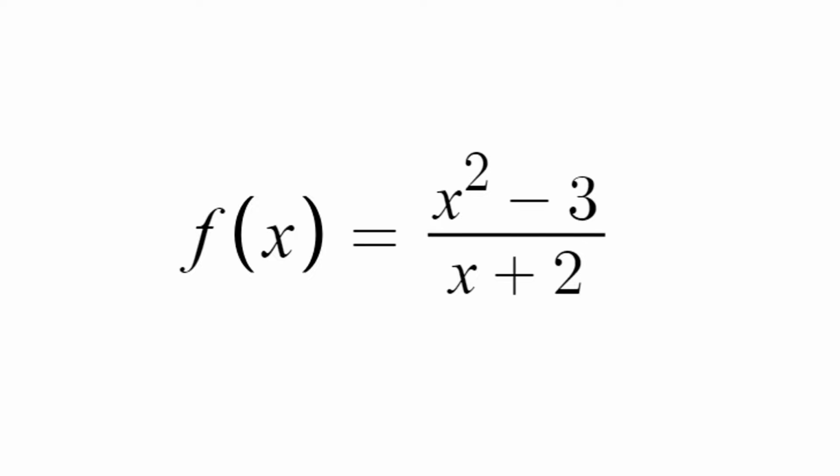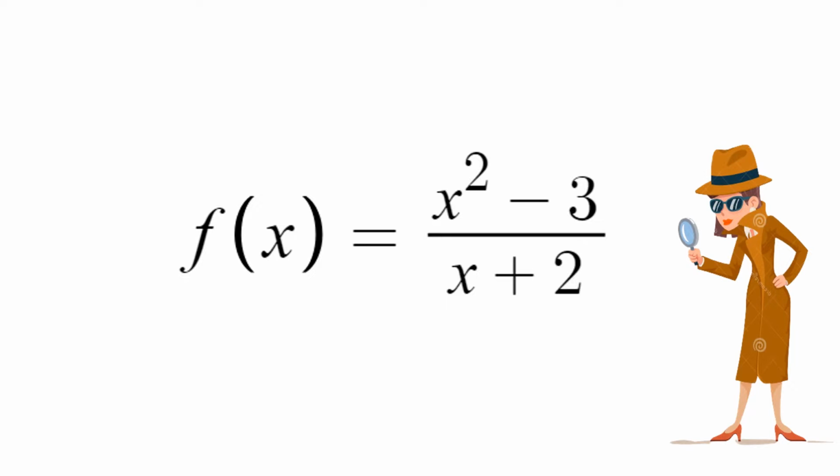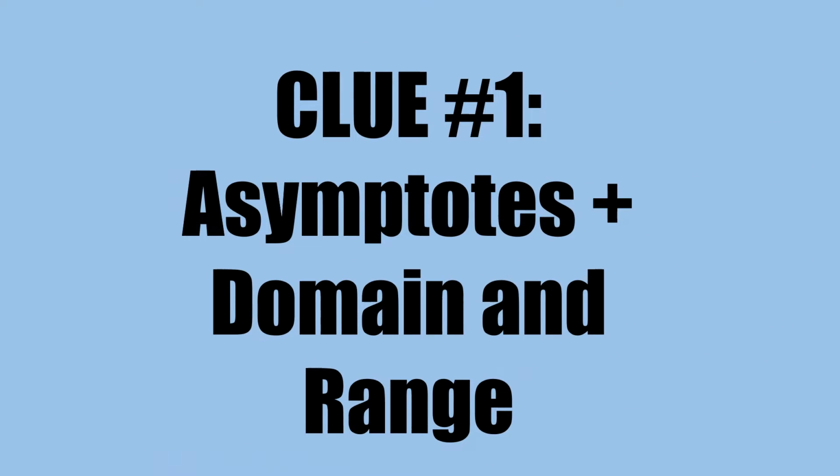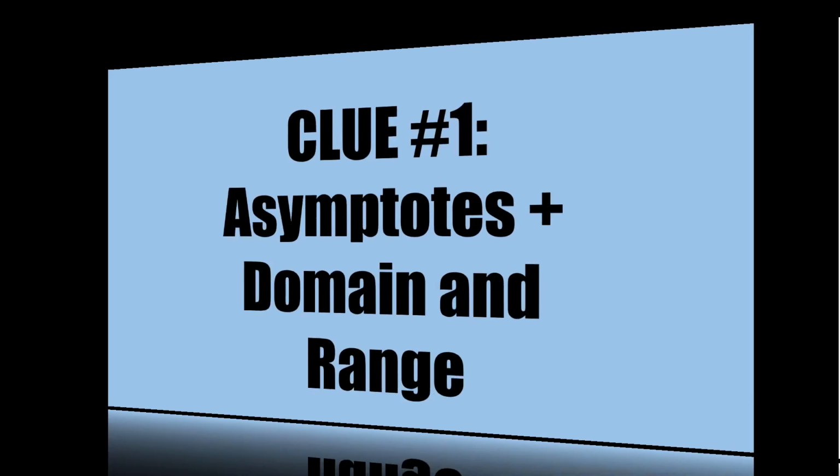From what we can see, this is a rational function. Time to uncover what else. Come on, detectives. The clue is to figure out the asymptotes and the domain and range of this function. So first, the vertical asymptote.